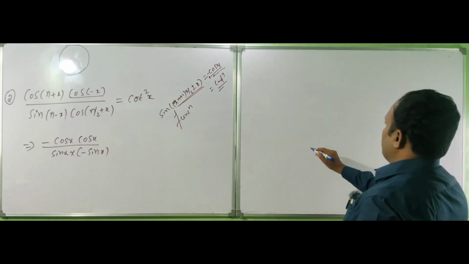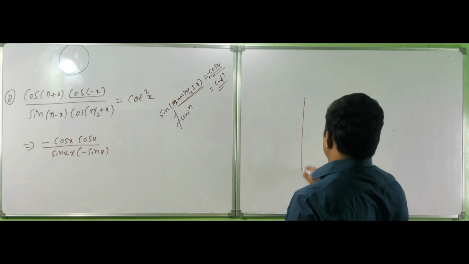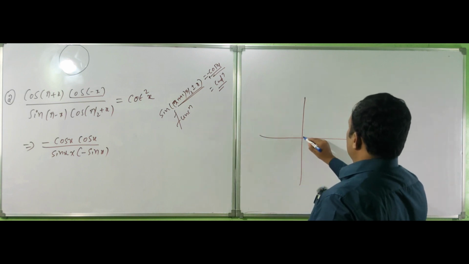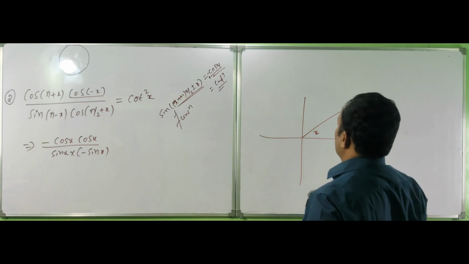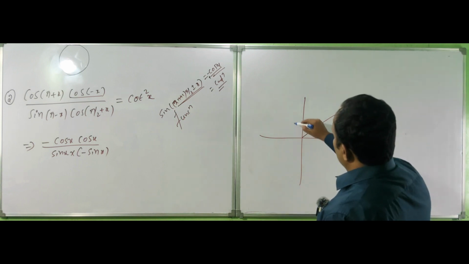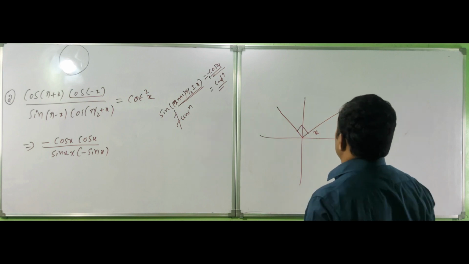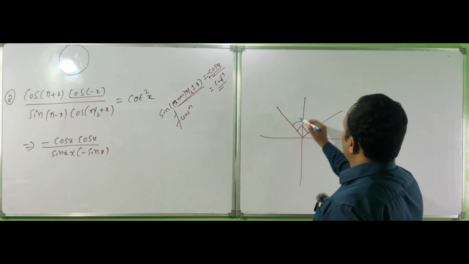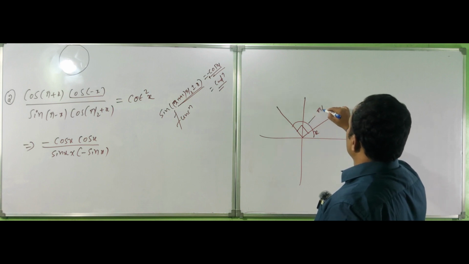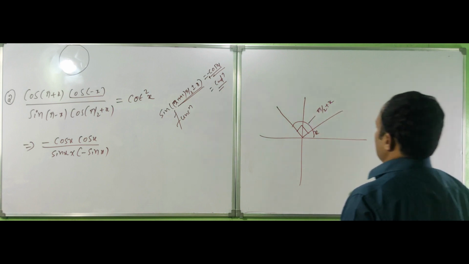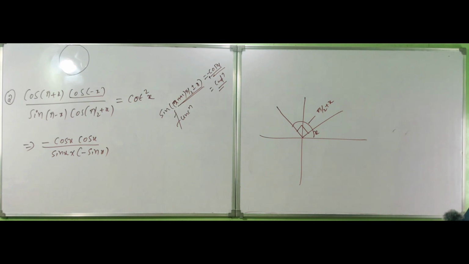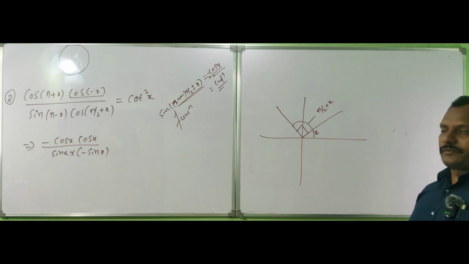Okay, what is pi by 2 plus x? This is the x. This makes the right angle triangle, so this value gives pi by 2 plus x, the whole angle. Then how will you define the trigonometric function?